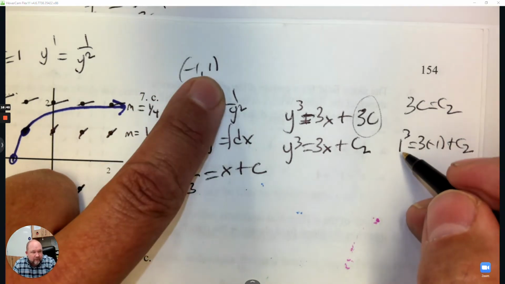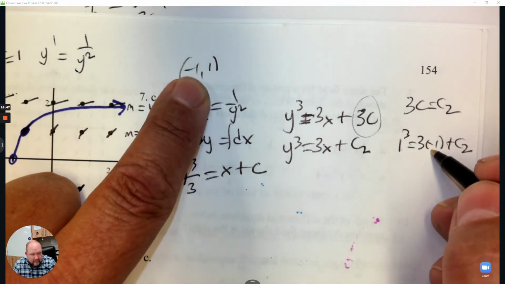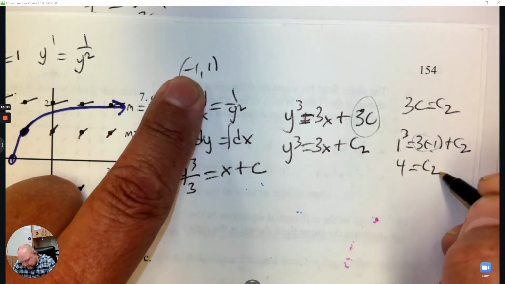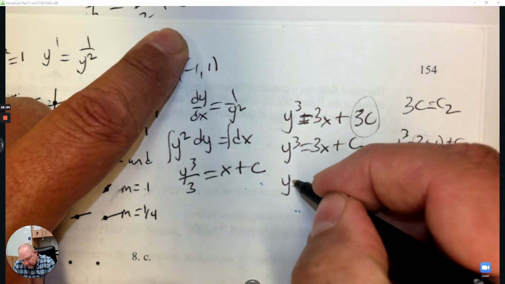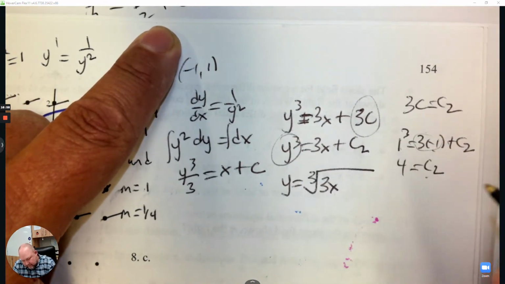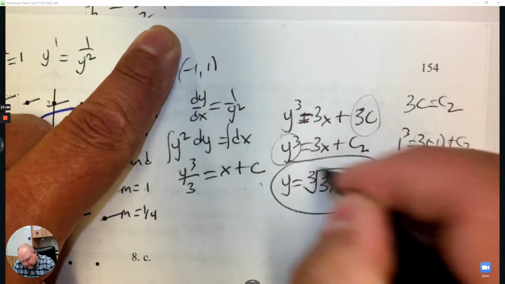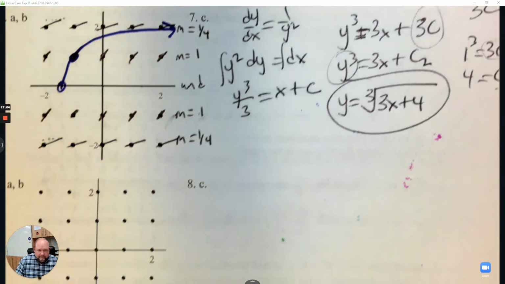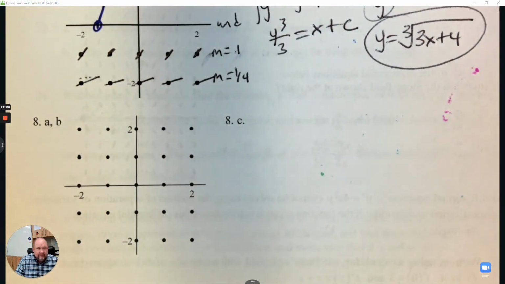So I plug in +1 for y and -1 for x. Solve it. This is -3, so add 3. That's 4. So if I come back here, to undo this is the cube root, and it's 3x plus 4. Number 8.